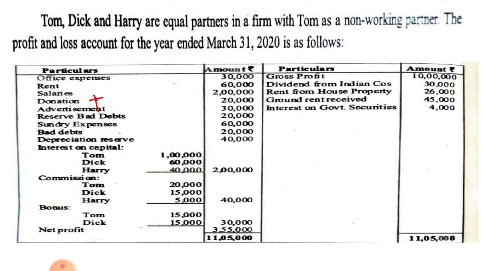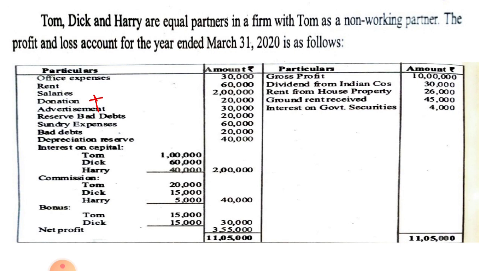Next one, sundry expenses allowed, bad debts allowed, depreciation reserve. Actually, depreciation is allowed, but depreciation reserve is not allowed. But here in the additional information they will mention what is the actual amount of depreciation. That much is allowed, and the difference between this reserve and actual depreciation is disallowed. Let us see the additional information relating to this depreciation reserve later.